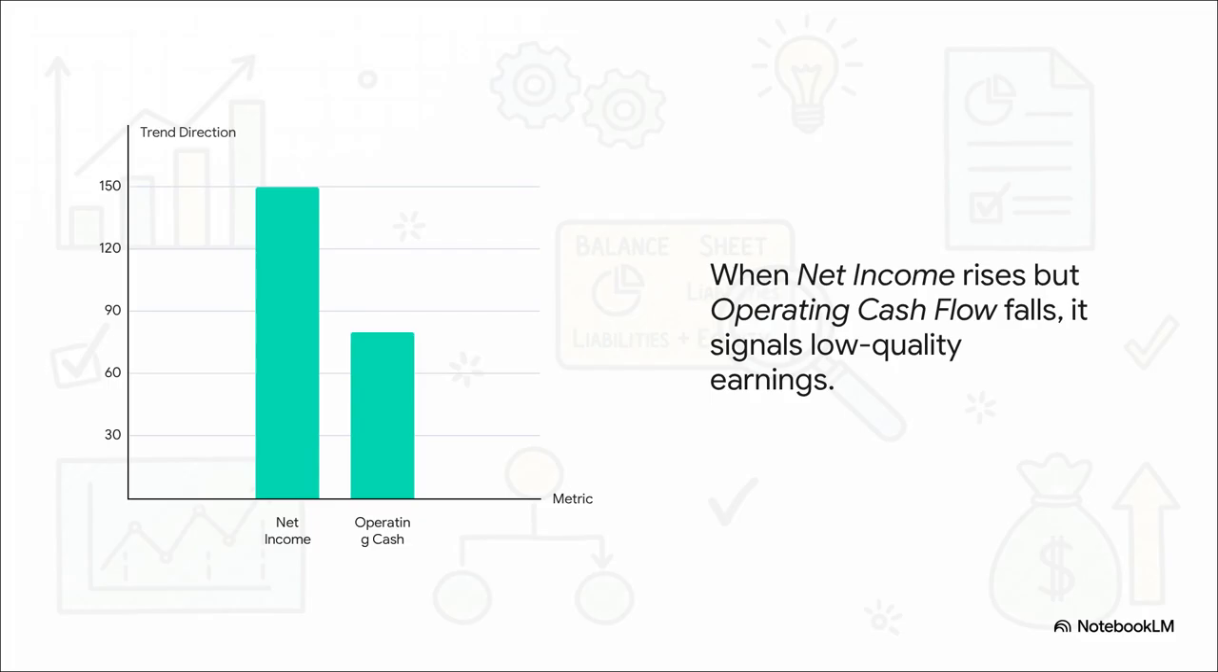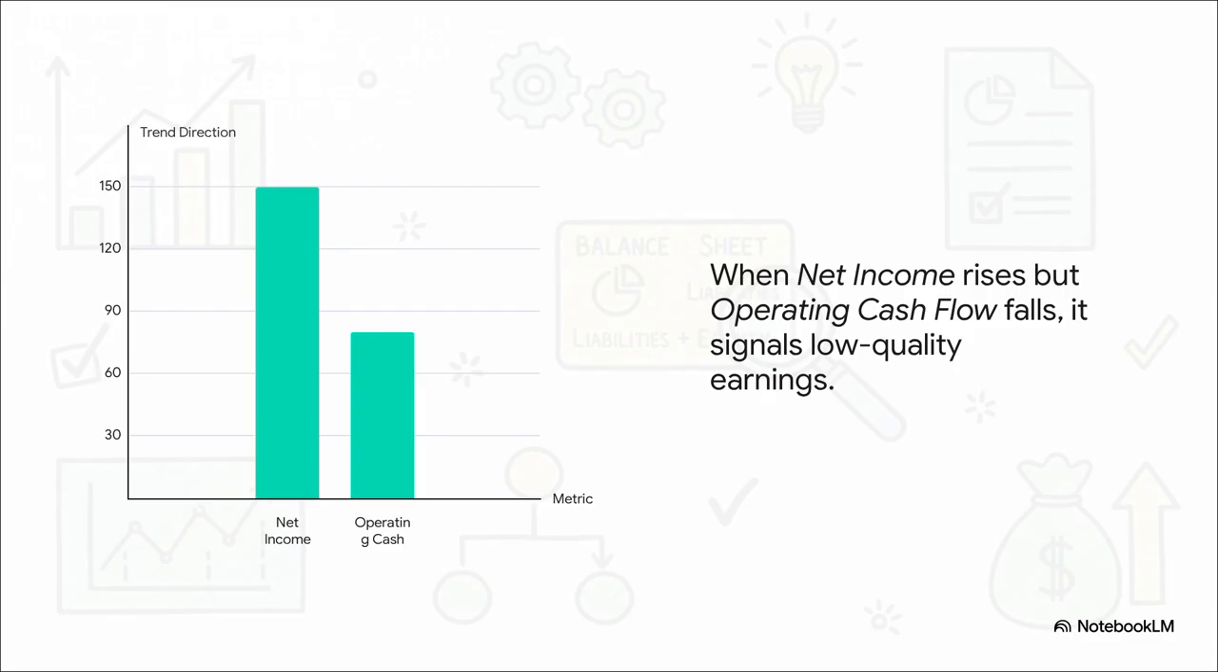So, what happens when an exam question shows you a chart like this? On the surface, you see net income climbing year after year, and you think, wow, this company's doing great. But then you look closer. At the exact same time, the actual cash being generated from operations is falling. This divergence is a massive warning sign.